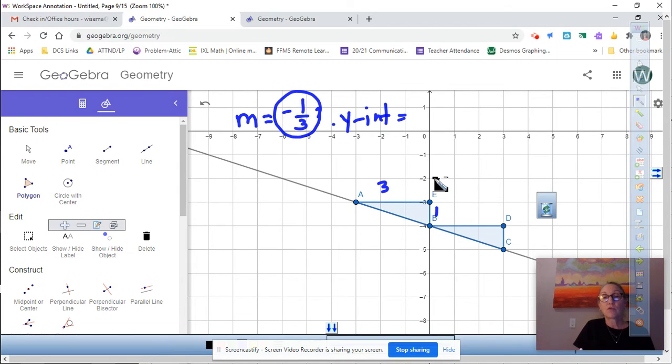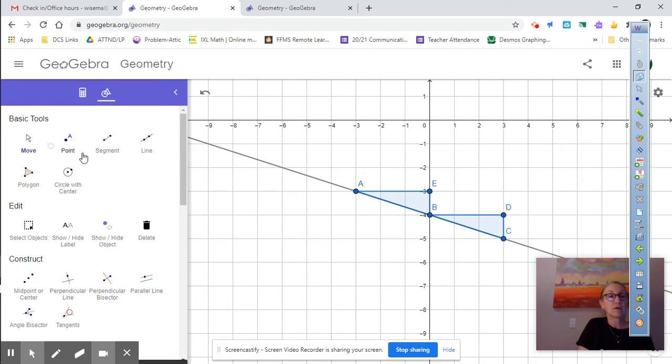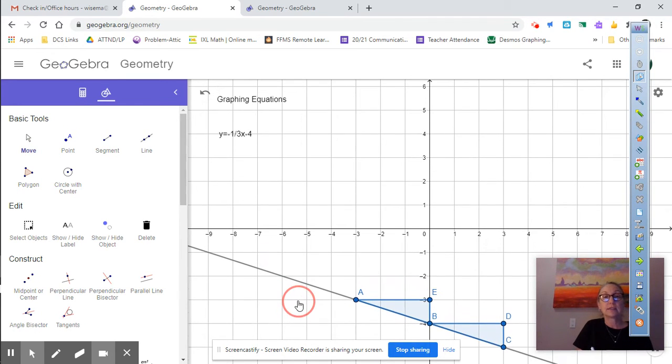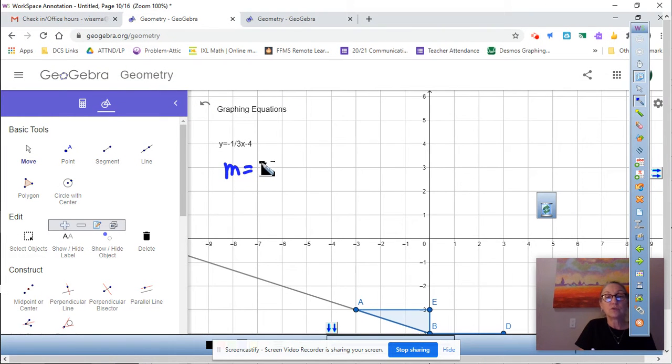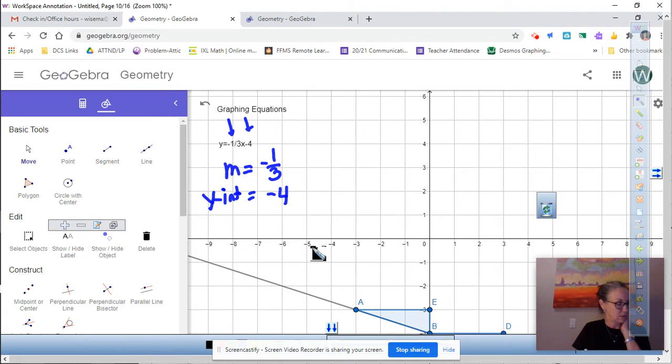That's my slope. Now let's find the y-intercept. Well, where does this thing cross the y-axis? It crosses at -4. So let's go back here. And there's my equation. So we saw that my slope is equal to -1/3, and my y-intercept is equal to -4. Those two numbers kind of are in my equation. Wonder what that's all about.